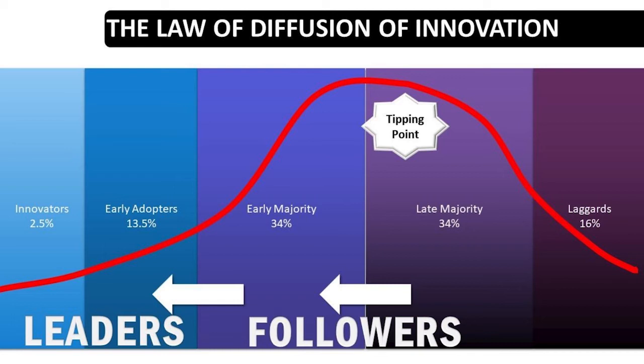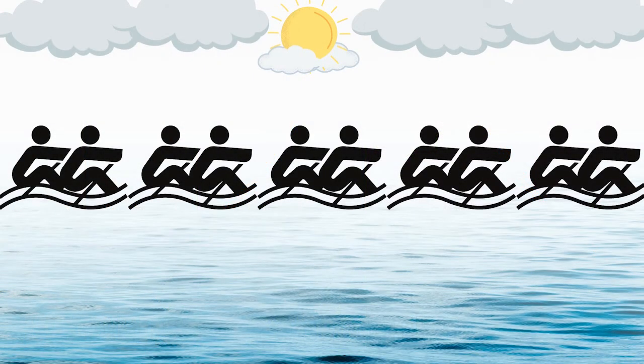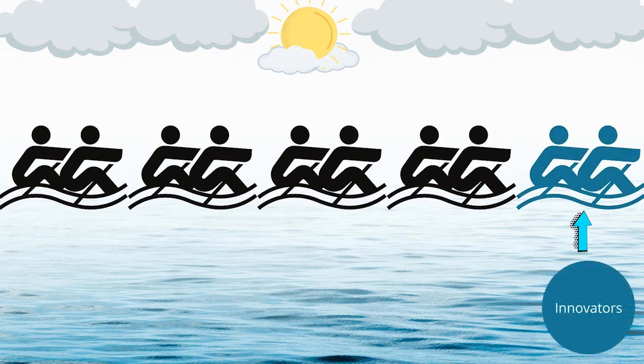The law of diffusion of innovation is helpful, and I often think of this metaphor about people in a rowboat or a canoe. Say that you have 10 people in a canoe or a rowboat, and those 10 people represent 100% of the people in your organization. Well, statistically speaking, you have about 2 people in that canoe or rowboat that have their oars in the water and are paddling hard, really digging into the change and working hard to implement it. And again, statistically speaking, that's about 2 out of 10 people in any organization.